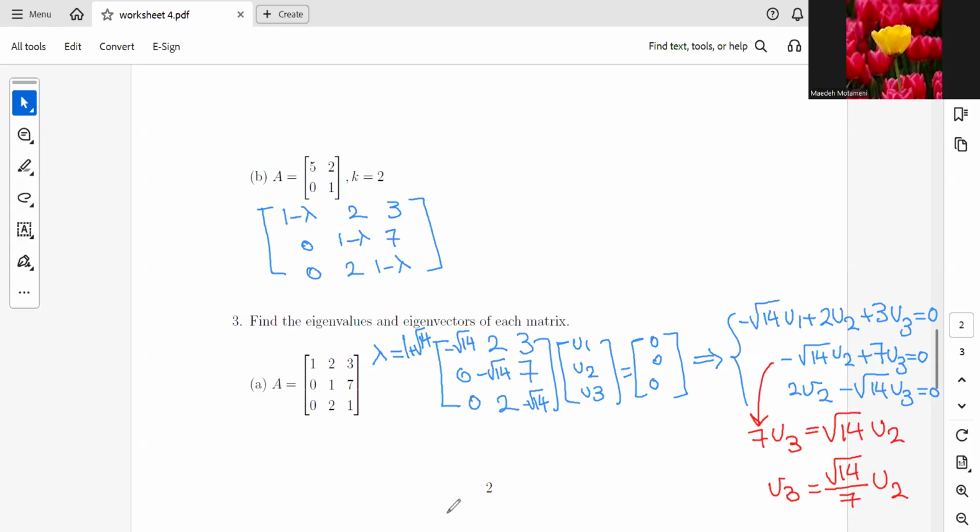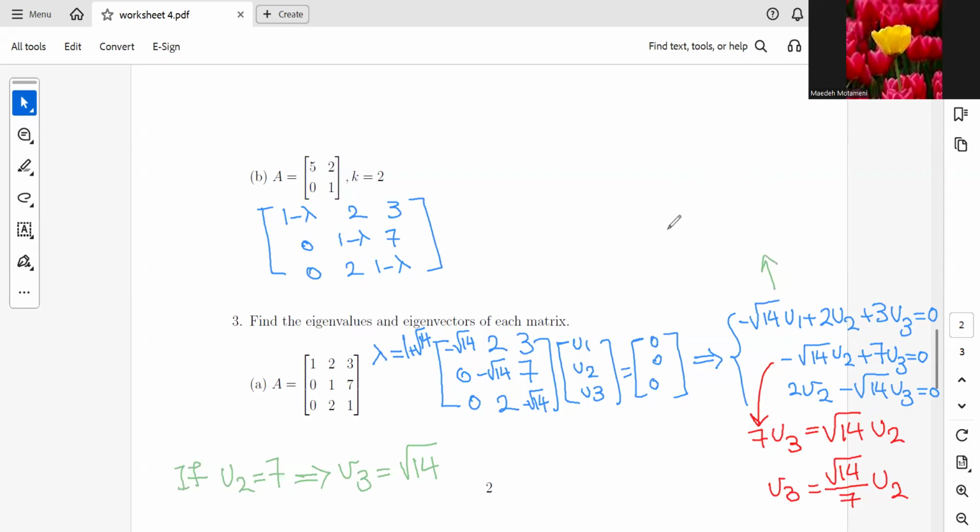So it depends what we pick for v2, and from that we are going to calculate v3. If we pick for v2 a number that can be simplified, let's say 7, you can pick any other number. From here, we conclude that if we pick 7 for v2, then v3 will be square root of 14. But what about v1?